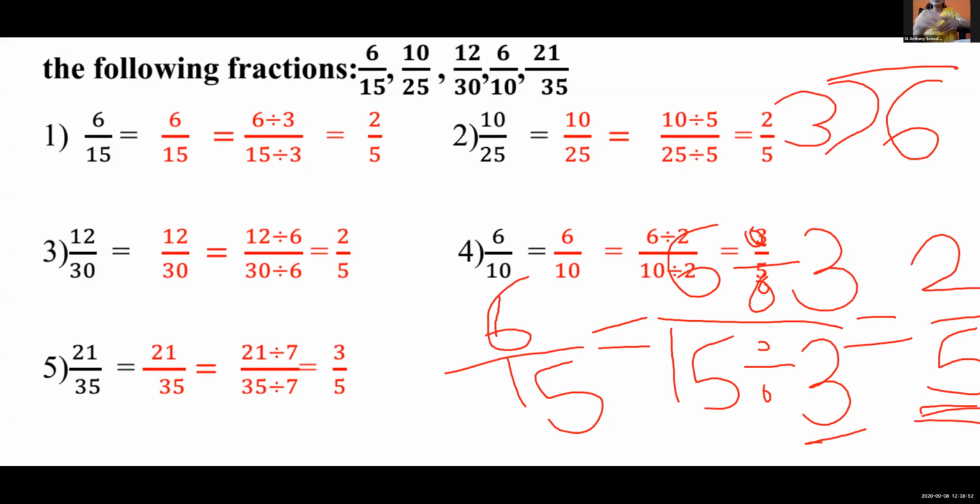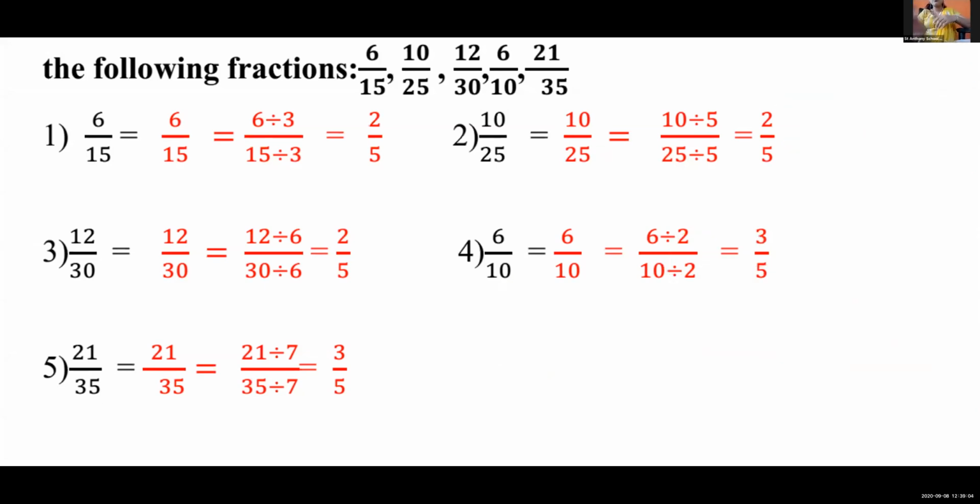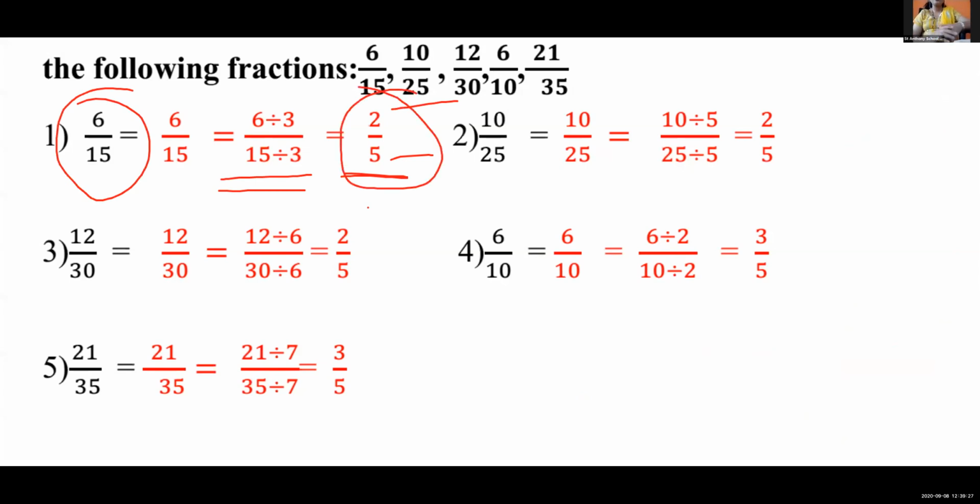So you have to say the 3 times table. 3 1s are 3, 3 2s are 6. 6 minus 6 is 0. So what is the answer here? 2. If we divide 6 by 3 and 15 by 3, we get 2 upon 5, because 3 1s are 3, 3 2s are 6 and 3 5s are 15. So here we want denominator 5, that's why we have done the division. So 6 upon 15 and 2 upon 5 are equivalent fractions with the denominator 5.